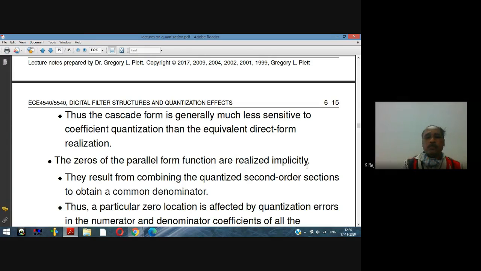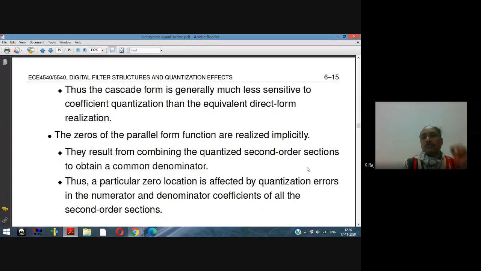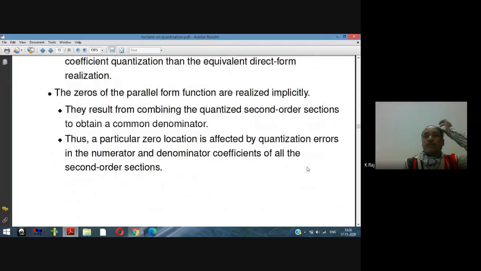The zeros of the parallel form functions are realized implicitly here, that is, they result from combining the quantized second order sections to obtain a common denominator. So what will be the effect? A particular zero location is affected by quantization errors in the numerator and denominator coefficients of all the second order sections here.